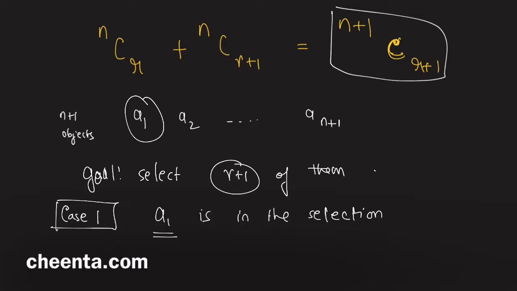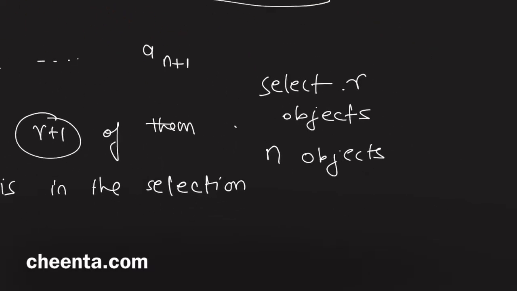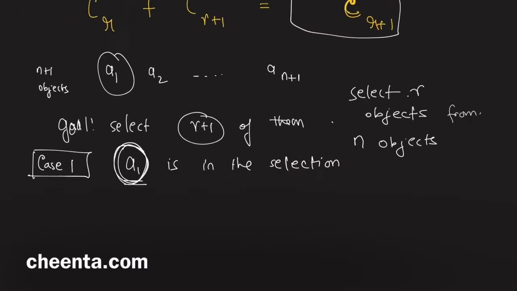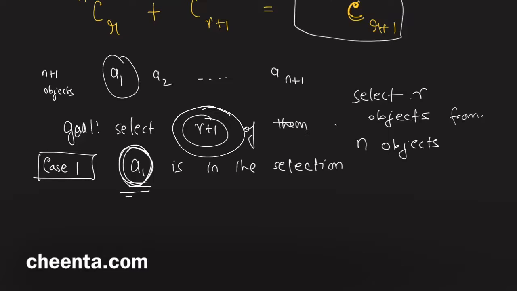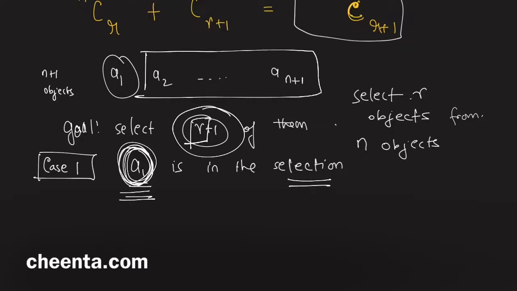If that happens, then you have to select the remaining r objects, because you have already selected one, which is A1. You have to select r objects from n objects, because ultimately you have to select r plus 1 of them. One of them is already selected, where A1 is already in the selection. So you have to select the remaining r objects from the remaining n objects. So the number of ways of doing that is n choose r.